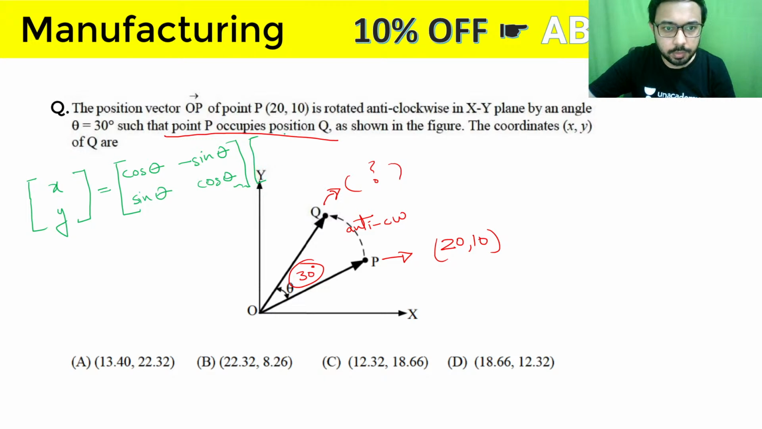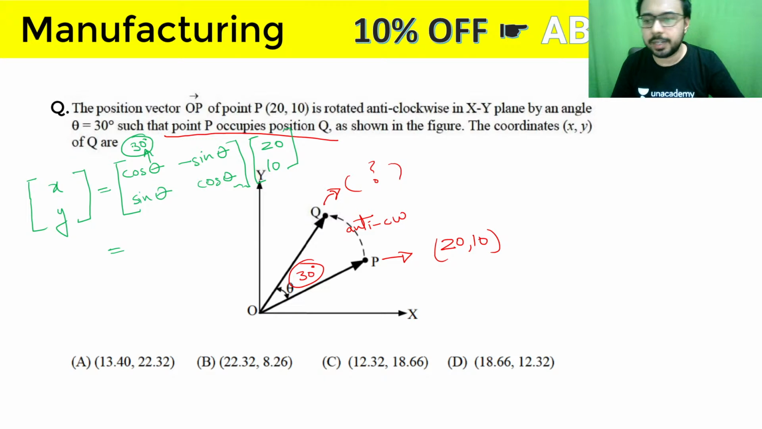And here, what is the x coordinate of P? 20 and 10. So 20 is the x coordinate and 10 is the y coordinate. And here theta is 30 degrees, and theta is taken in anti-clockwise direction, and in anti-clockwise direction theta is given as 30 degrees. So that is only we will be taking, we will not be using minus sign here.